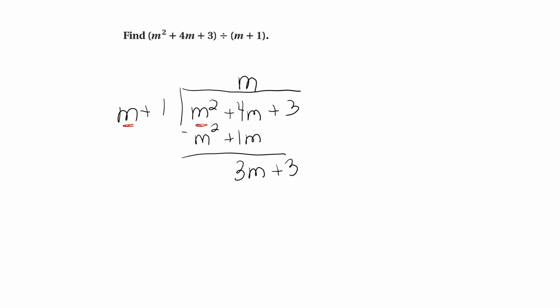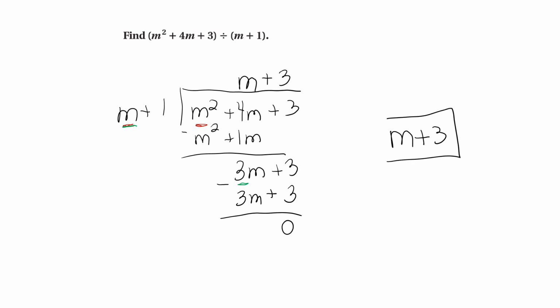And now I'm doing the same thing. How many times does m go into positive 3? Or what times m would give me 3m? So m times 3, I'm going to have a positive 3. 3 times 1 is 3. 3 times m is 3m. And when we subtract those, we get 0. So our answer to this division problem is m plus 3.